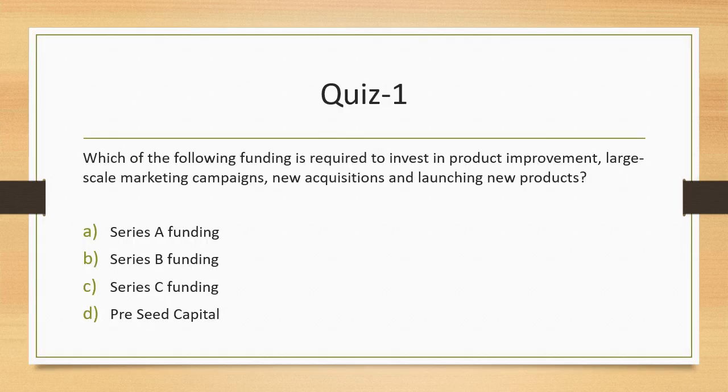Which of the following funding is required to invest in product improvement, large scale marketing campaigns, new acquisitions, and launching new products? So when a business starts its journey, the journey has many aspects to it. Obviously, the journey starts at a very small scale, and then it grows and becomes big. So this is the stage in which the business is focusing on product development, large scale marketing campaigns, new acquisitions, and launching new products. So here the funding which is required is classified as Series C funding. So Series C funding basically helps companies to meet all these requirements. So basically, as a startup, you may get different fundings: Series 1, Series A, Series B, pre-seed capital. But it is the Series C funding which will help you achieve all this.